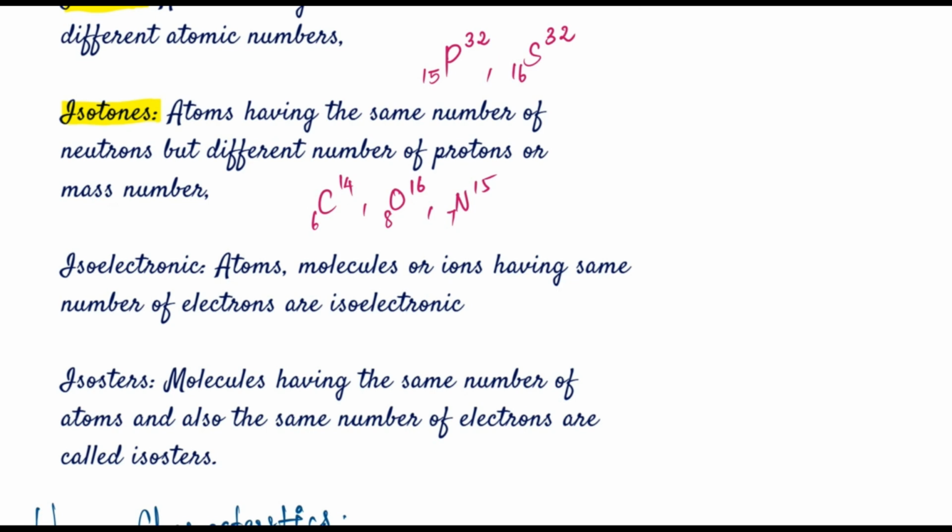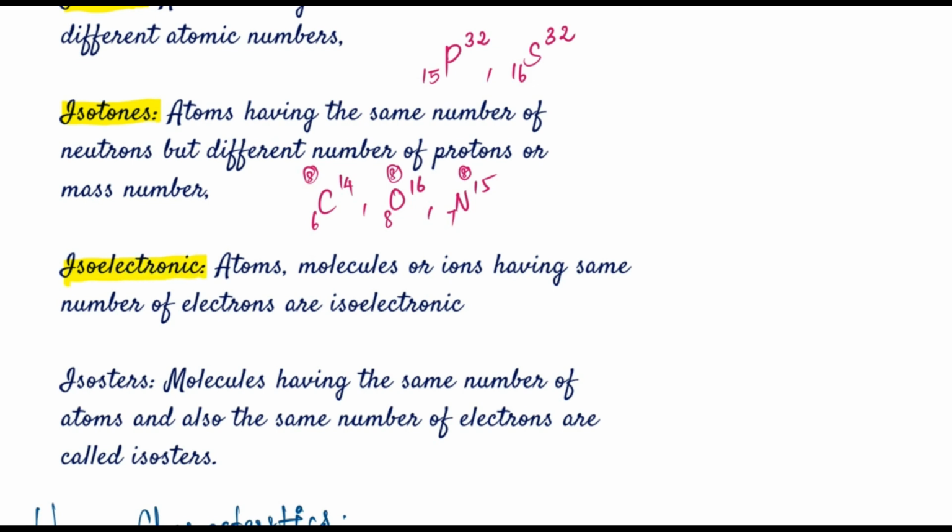14 minus 6, that would be 8. 16 minus 8, that is 8. 15 minus 7, that is 8. So same number of neutrons, these are isotones. In your question paper, just do the math and answer these questions.